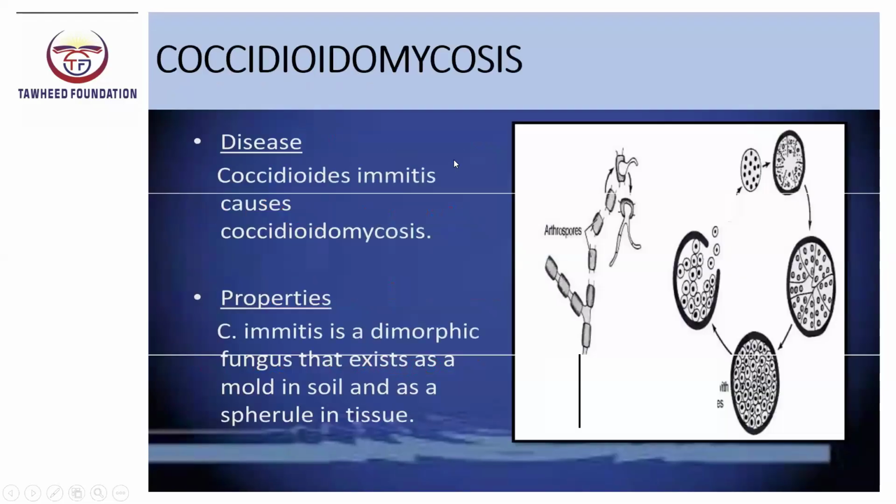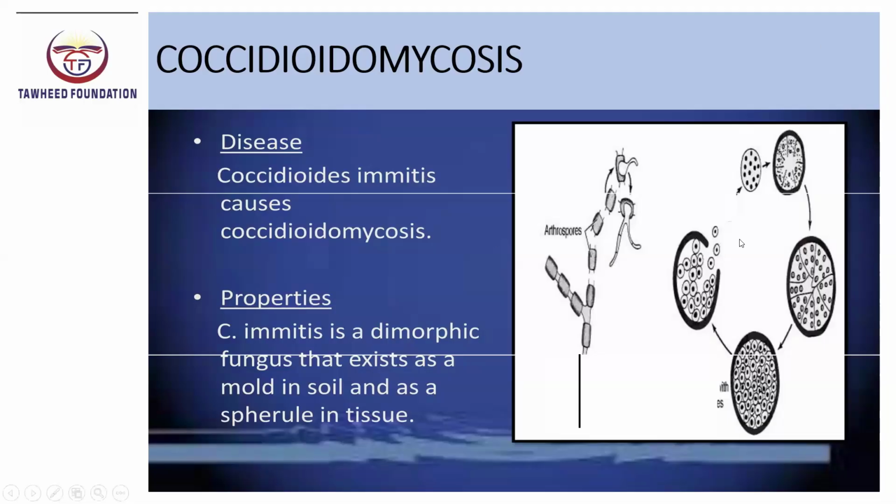coccidioidomycosis. It is a disease caused by Coccidioides immitis. Its properties: it is a dimorphic fungus that exists as a mold and as a spherule in tissue. You can see in this image.